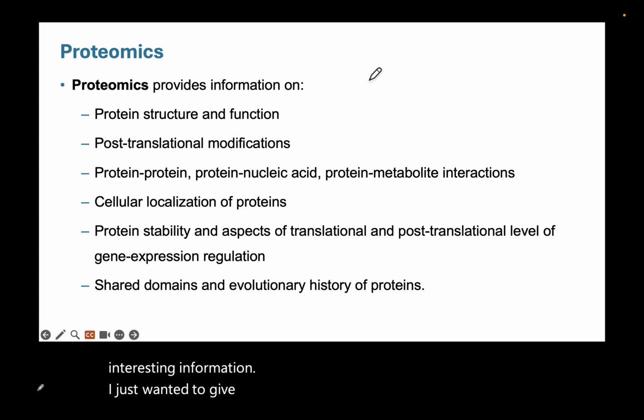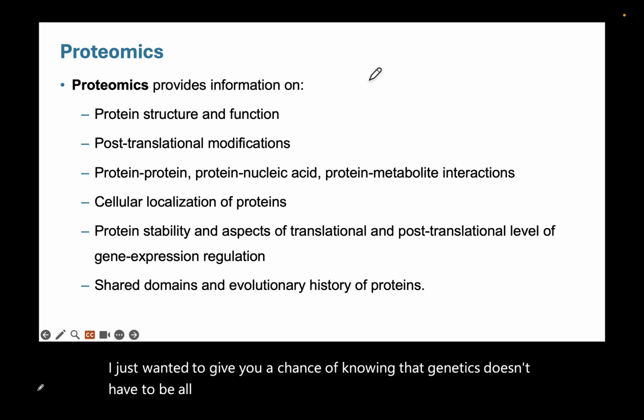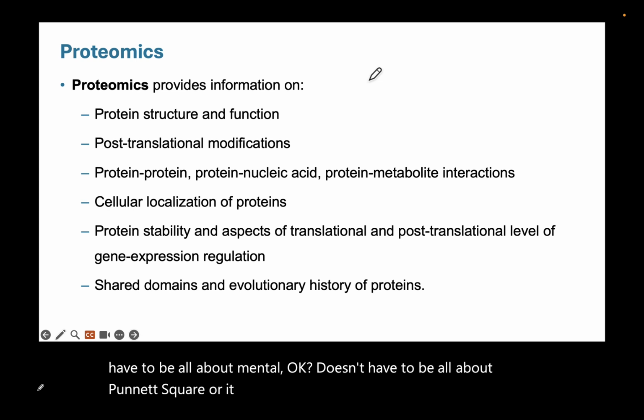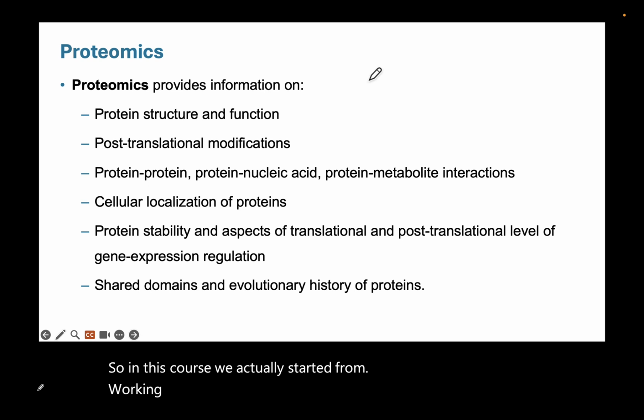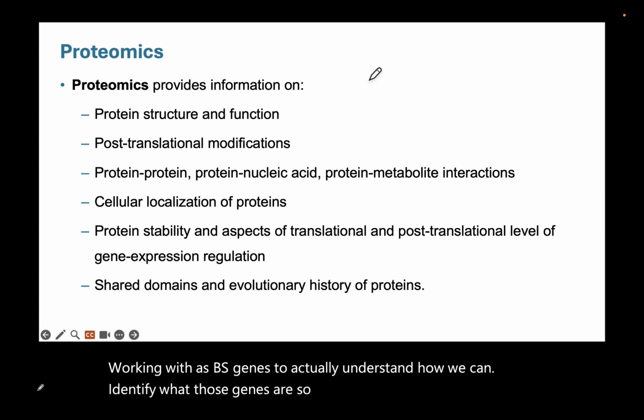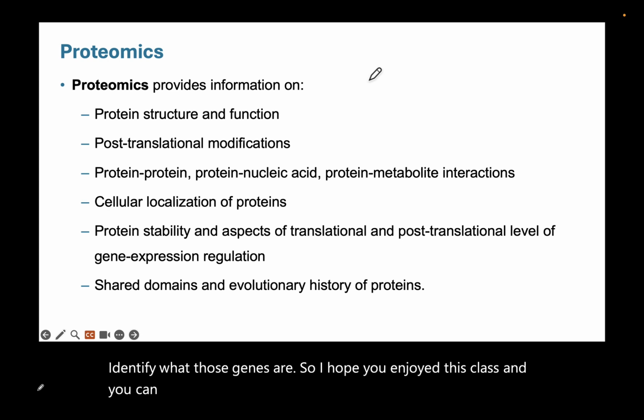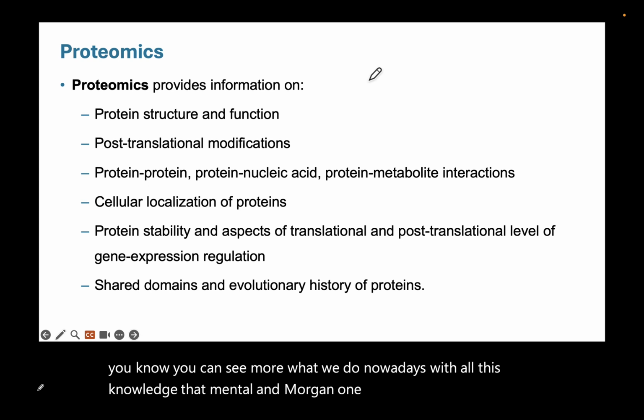Okay, so to finish this class, and I know I've talked about a lot of interesting information, I just wanted to give you a chance of knowing that genetics doesn't have to be all about Mendel, okay? It doesn't have to be all about Punnett squares, it can be more interesting than that. In this course, we actually started from working with A's, B's, genes to actually understand how we can identify what those genes are. So I hope you enjoyed this class, and you can see more what we do nowadays with all this knowledge that Mendel and Morgan one day provided us.